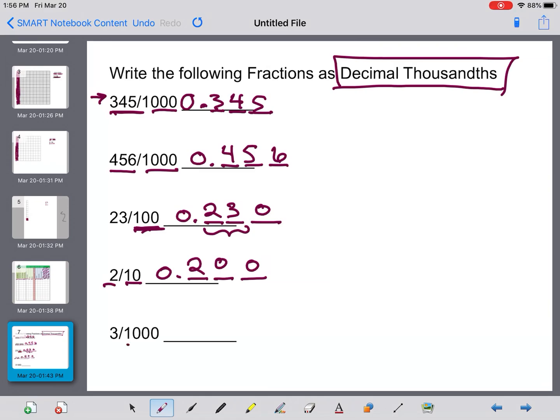Okay, this is another interesting one. It's out of 1,000 this time, so that's good. We know we've got our 3 places. But then we've only got a 3 there, so I'm not quite sure where I should put this, but I'm thinking about it and I realized that the 3 actually has to go right here, because if I were to put the 3 right here, that would be 300 thousandths, and that's not what we want. We want 3 thousandths. So I'm just going to go ahead and fill in the rest of those with zeros.